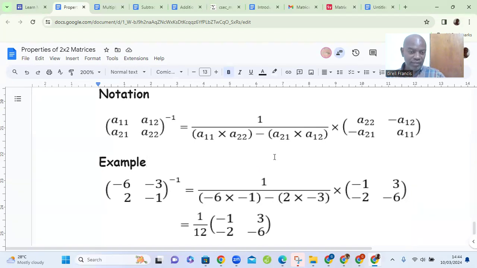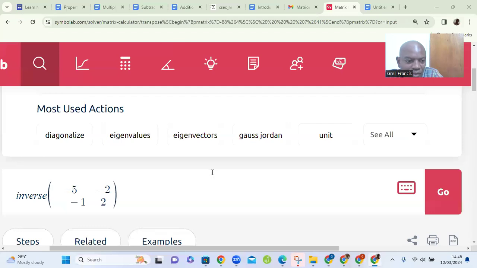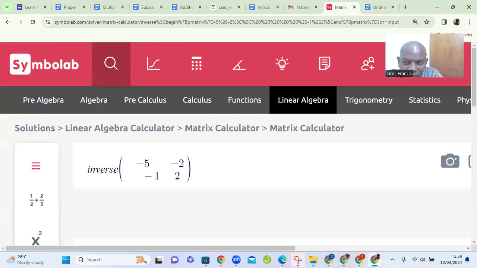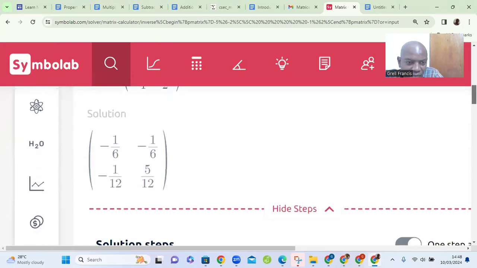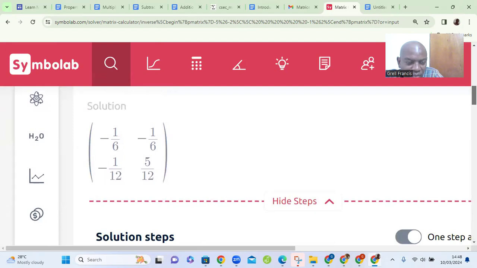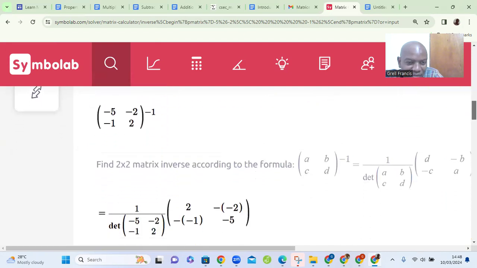So let's try another example. Here we have an example in Symbolab to find the inverse of this matrix. Let's see what it says. 1 over the determinant times the adjoint. Actually, Symbolab multiplied by the 1 over the determinant. Let's check the working out.